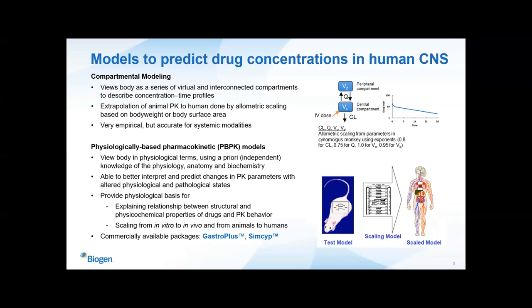So this type of model provides a physiological basis for explaining the relationship between structural and physicochemical properties of drugs, and also drug concentration dynamics, and of course the pharmacological effect. This setting enables better scaling from in vitro to in vivo and from animal to human. There are a number of commercially available packages on the market now, so-called GastroPlus or SimCyp. However, the field of CNS drug delivery still remains mostly uncovered.